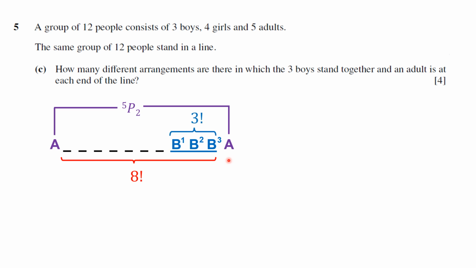Therefore, the overall arrangements in which the boys stand together and the adult is at the end of each line is going to be equal to 5 permutation 2 multiplied by 8 factorial multiplied by 3 factorial. Or you can say 5 permutation 2 multiplied by 8 permutation 8 multiplied by 3 permutation 3 will be equal to.